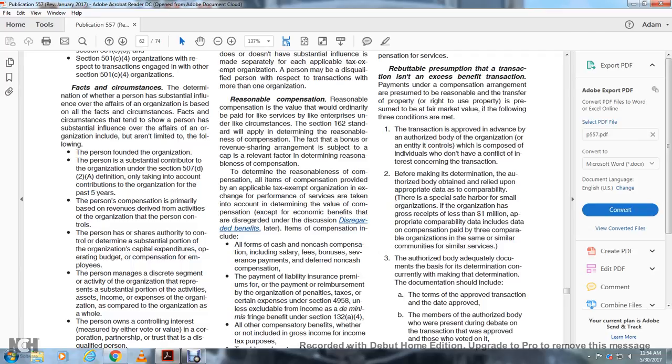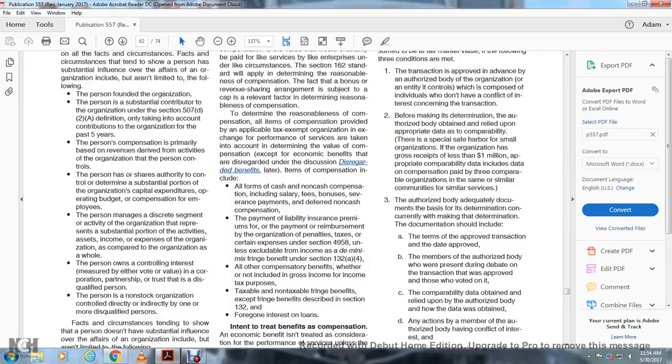The person's compensation is primarily based on revenue derived from the activities of the organization. The person has control: the person shares authority with or controls a substantial portion of the organization's capital expenditures, operating budget, or compensation of employees. The person manages a discrete segment or activity of the organization that represents a substantial portion of the activities, assets, income, or expenses of the organization as compared with the organization as a whole.